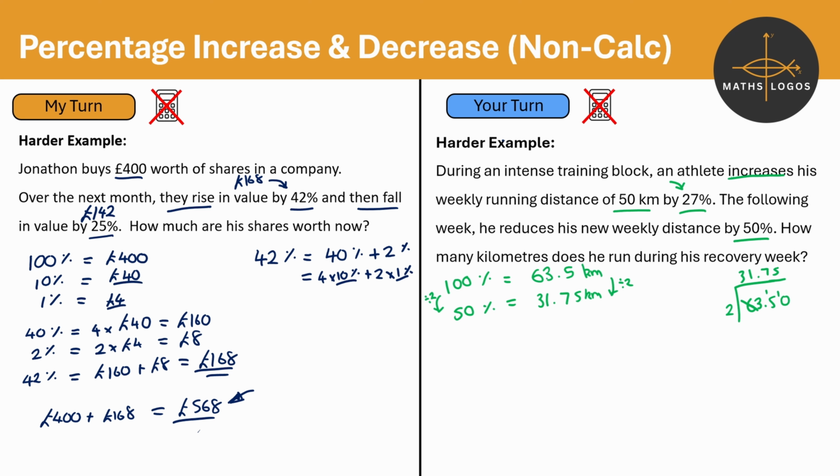Now, what we'd normally do is take these numbers away from each other, but if we think that he starts with 100%, he's reduced by 50%, which we know as a percentage leaves him with 50%. So the number I'm going to be taking away is actually going to be the same as what I'm left over with, and we already know the 50% is the 31.75, so his new running distance is 31.75 kilometers. And that's my final answer.